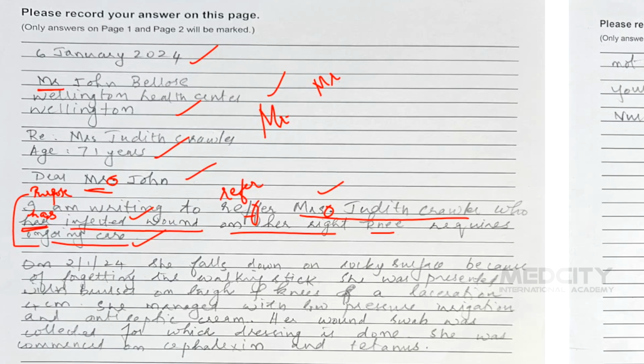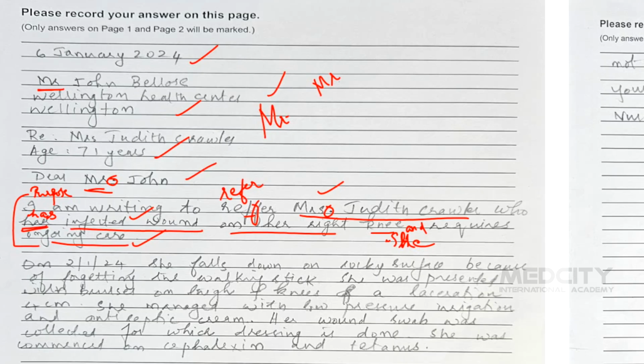And here there is no punctuation. Either it should be who has infected wound on her right knee and requires ongoing care. Either you can write like this, or you can put a full stop and then write she requires ongoing care. Then it becomes grammatically right. So I'm writing to refer Mrs. Judith Crawler, who has infected wound on her right knee, full stop. She requires ongoing care. Or you can write who has infected wound on her right knee and requires ongoing care. That's with the purpose paragraph.